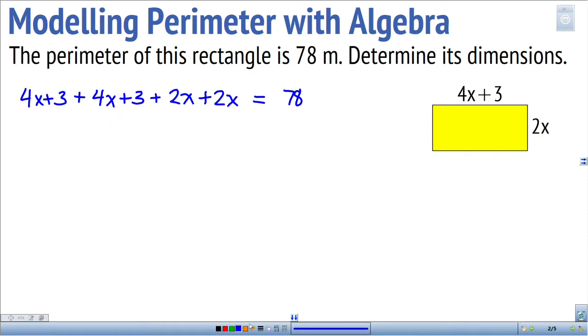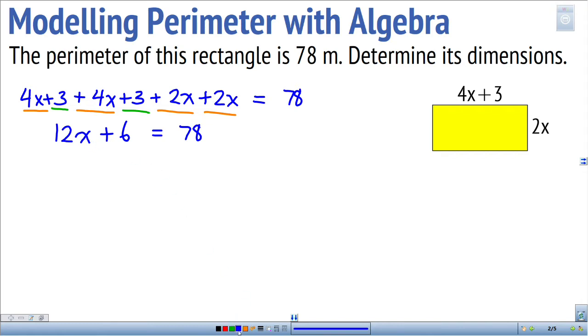Okay, so I notice that there are like terms here on the left hand side. I have 4x plus 4x plus 2x plus 2x. So if I add those together, 4x plus 4x is 8x, plus 2x, that's 10x, plus another 2x, that's 12x altogether. So I'm going to write 12x. Now there's also this plus 3 and plus 3. So if I add those together, I will get plus 6. So I've just simplified the left here. That's equal to 78. So now I need to solve for x.